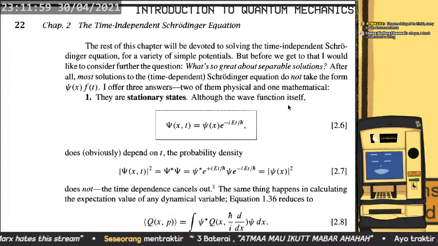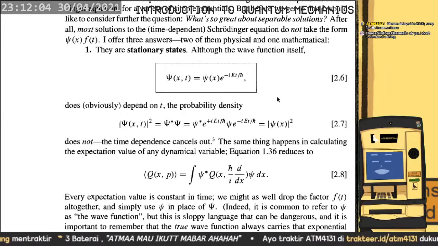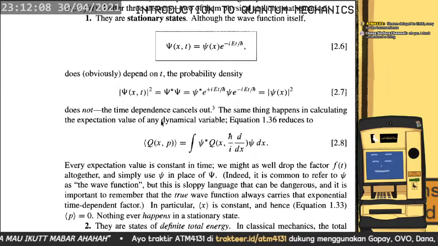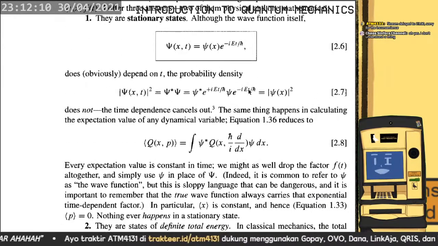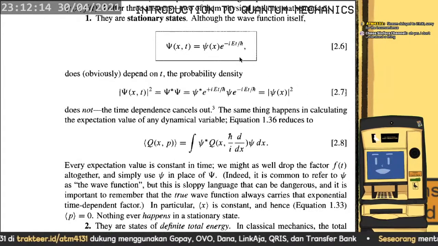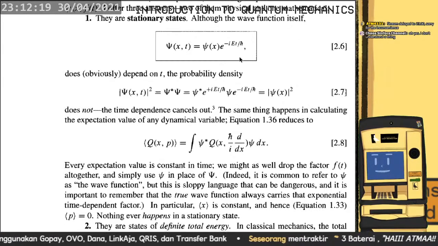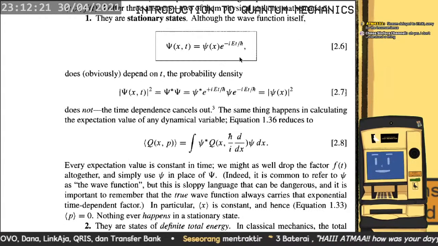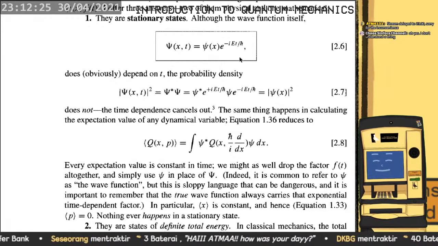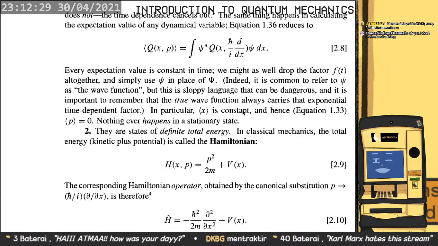1. They are stationary states. Although the wave function itself does obviously depend on t, the probability density does not. The time dependence cancels out. The same thing happens in calculating the expectation value of any dynamical variable. Equation 1.36 reduces to a time-independent equation. Every expectation value is constant in time.